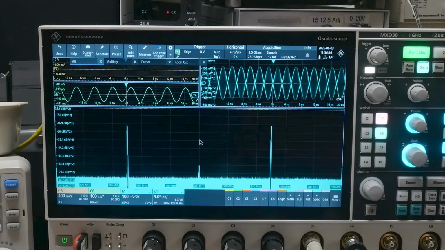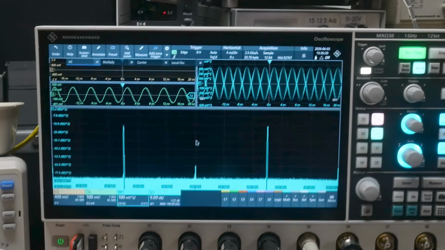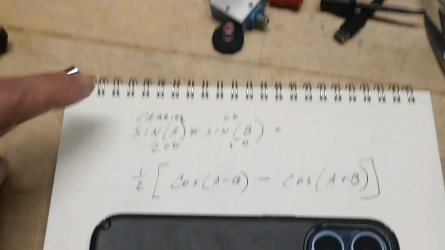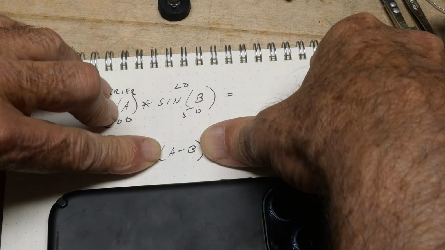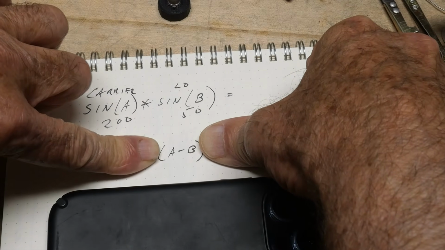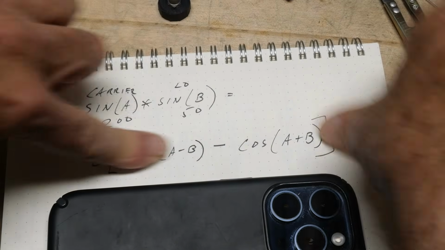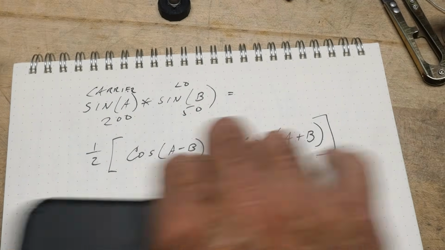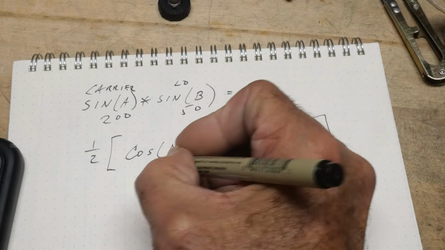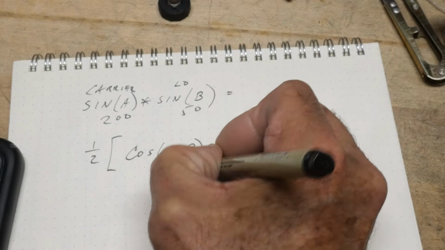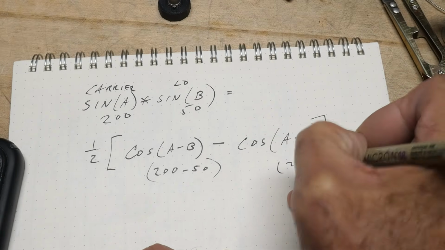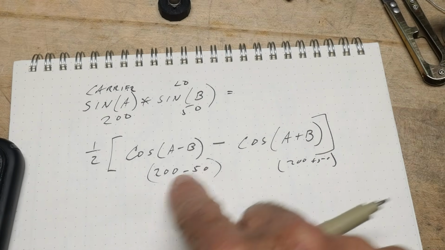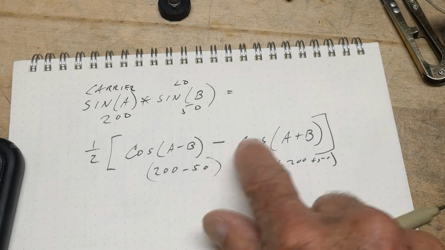But remember, when we did this math formula, we should end up with 2 things, right? We had one thing, and we ended up with 2 things. We ended up with a cosine of 2 angles that are different from one another, and two angles that are added. So one's the difference, one's the add, okay? So let's think about this, okay? So this one's 200 minus 50. What's this one? This one's 200 plus 50. So we should see a cosine of that and a cosine of that.